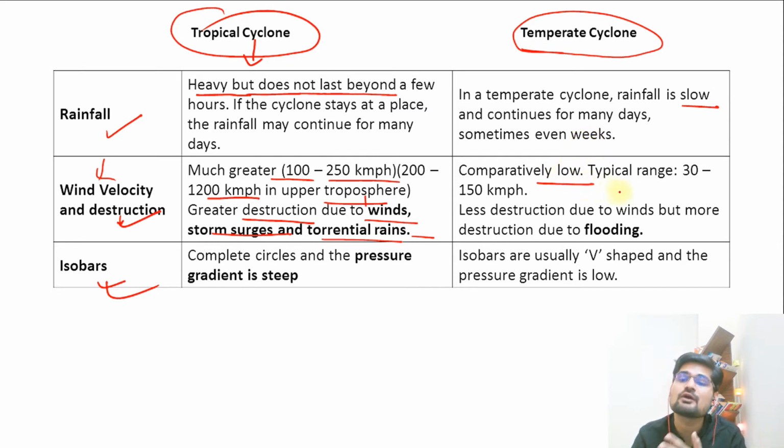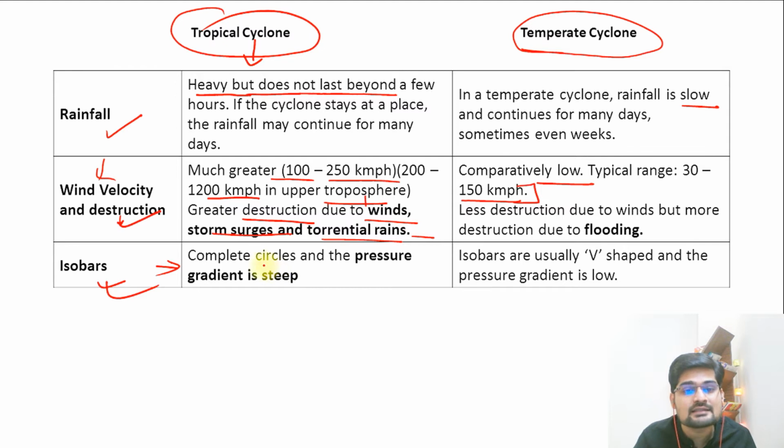So it stretches over a long period of time, and it is also gentler in terms of comparison. So it is maximum up to 150 km per hour. Then it also has less destruction related to flooding and torrential rains, right? So that is important. Then we have isobars.